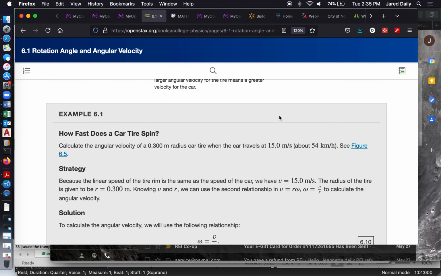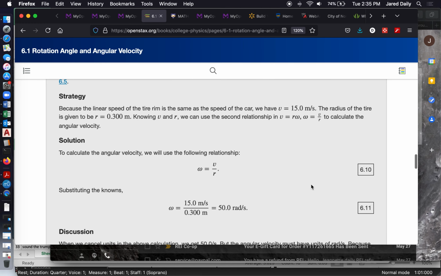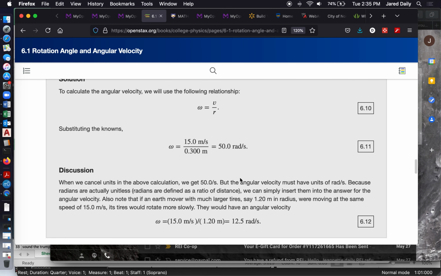And so we can include that in our equation. The linear speed of the car, 15 meters per second, becomes the tangential velocity along the edge of the tire, 15 meters per second. Tangential velocity along the edge of the tire is equal to the radius of the tire times the angular velocity of the tire. We solve it for the angular velocity of the tire, and it's that simple. It becomes 50 radians per second.